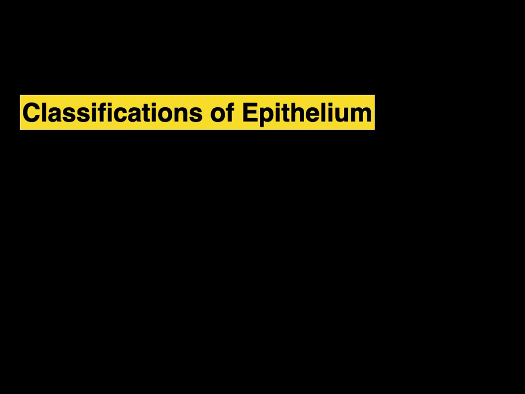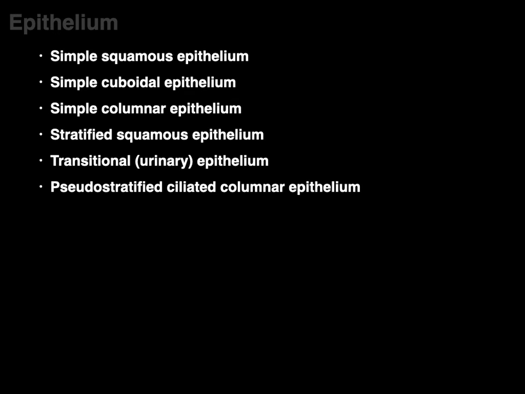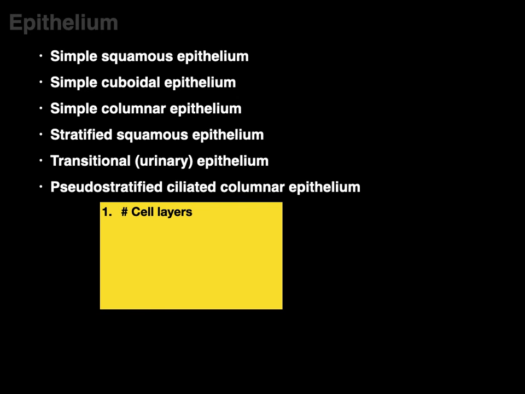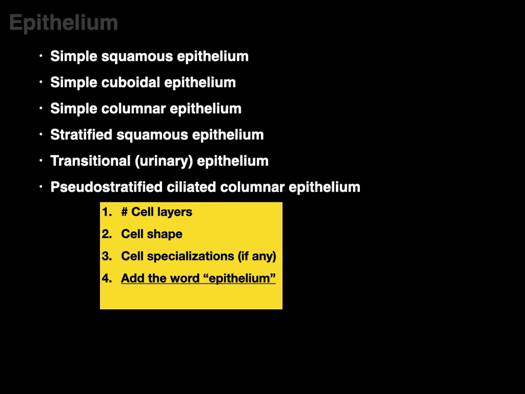All right, so classifications of epithelium now. And so here are all the different types of epithelial tissue we're going to talk about. Now, as we go through this, to try to help make sense of the mumbo jumbo, the way the histologists name epithelial tissues, they say, all right, how many cell layers are there? And what is the shape of the cells? And are there any cell specializations, if any? And then we're going to add the word epithelium. So we're going to add 1, 2, 3, 4, and that gives us the name of the epithelium. So keep that in mind as we go through each one of them.